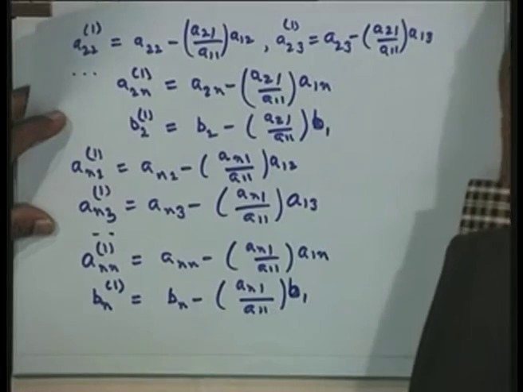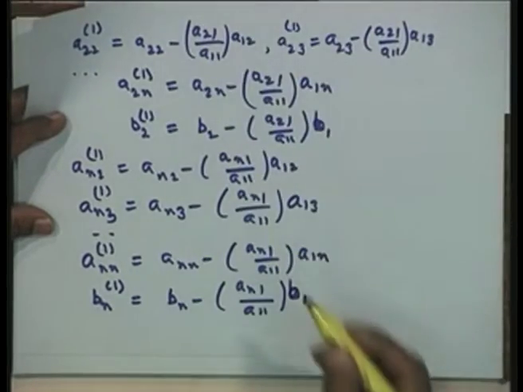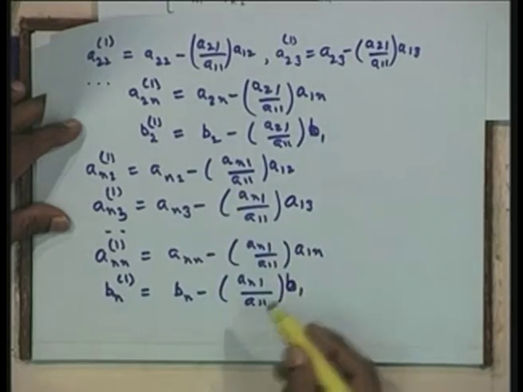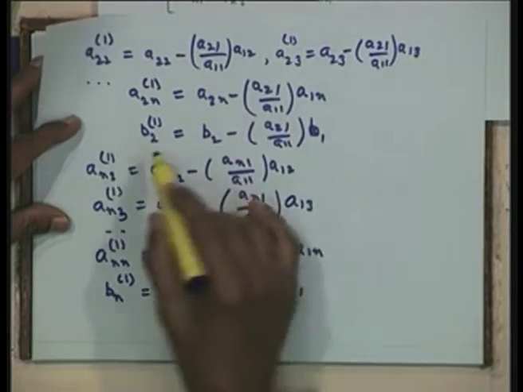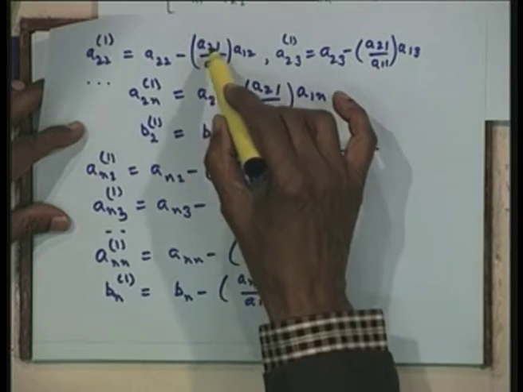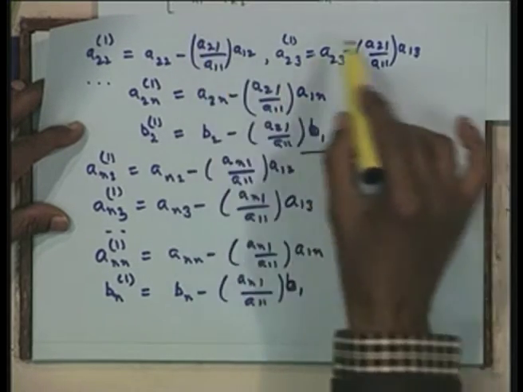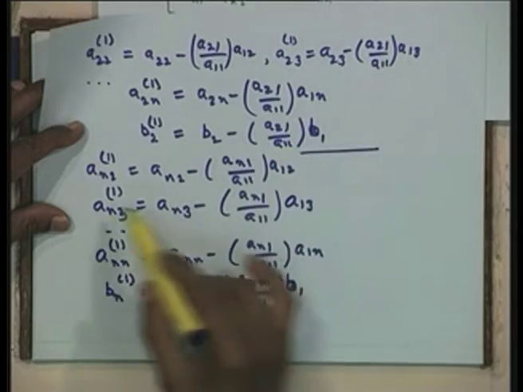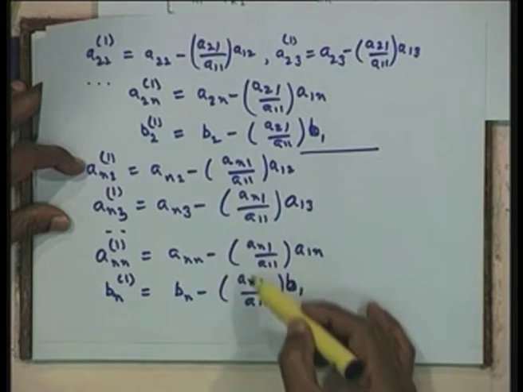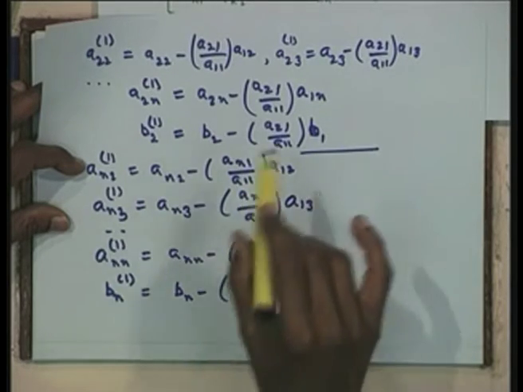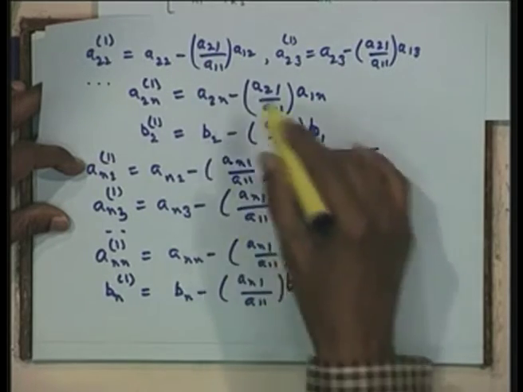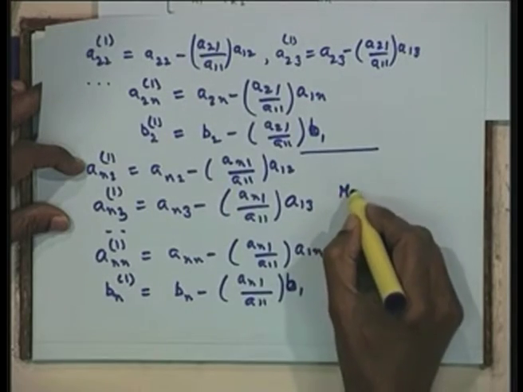Therefore, we have now produced zeros in the first column except for the first element, and all the other elements get changed. Now you can see that when we are applying this for the second row, we are multiplying by the same quantity A21 by A11. When I go to the last row I am using An1 by A11. Therefore each row has got one multiplier that is being used. The quantities I have put in the brackets are all called multipliers.